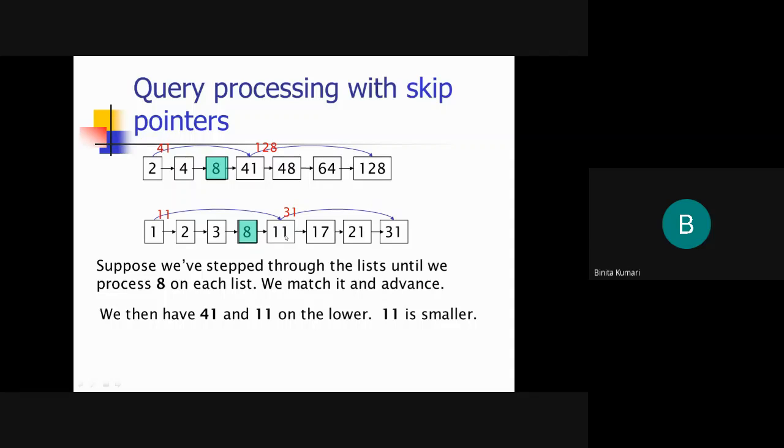Now at 11 you can see there's a skip pointer pointing to it, and that pointer is storing the address 31. That means it will jump here. Similarly, at 41 there is another skip pointer which is storing the address of 128. So if you are using the skip pointer here, it will jump to 128. The next comparison will be 128. After 41, instead of comparing with 48 and then again with 64, from 41 you can jump directly to 128.